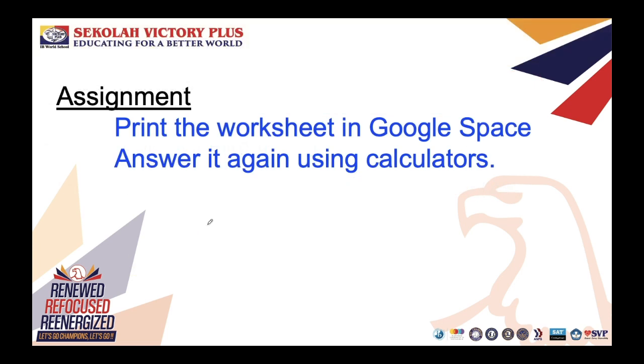This time, I'd like you to print the worksheet in Google Space, the one that we did last Friday, and answer it again using calculators. I'd like you to make sure to print them. I won't accept answers written on the notebook and then the notebook page will be torn or cut off. No, I won't accept that. Print the worksheet on paper, on the printout. I'd like you to answer using calculators. Don't forget to round it off to two decimal places.